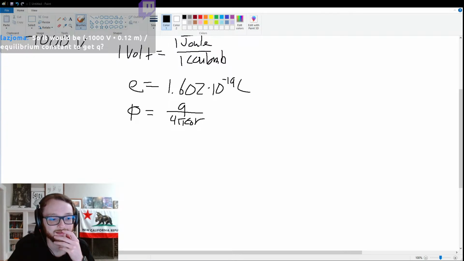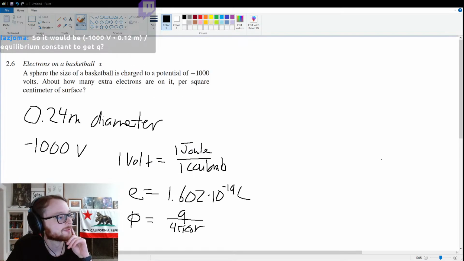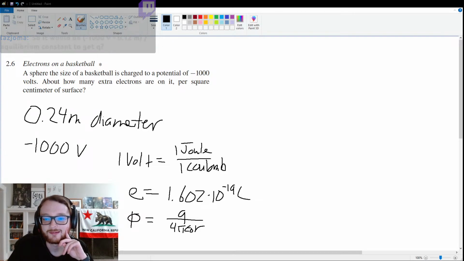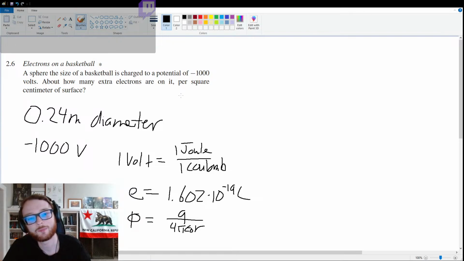It feels kind of arbitrary to take the surface of the basketball as my R. I'm trying to figure out why that's okay. Maybe that's just something that's implied by the wording of the question. I don't know. I guess let's just plug numbers in and see what we get.